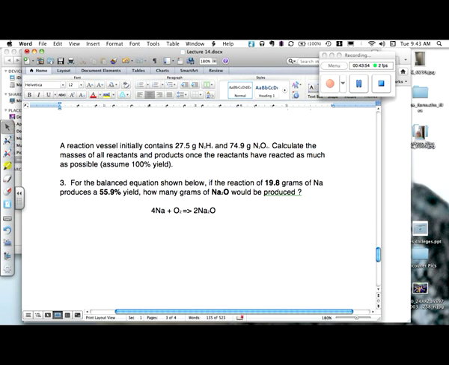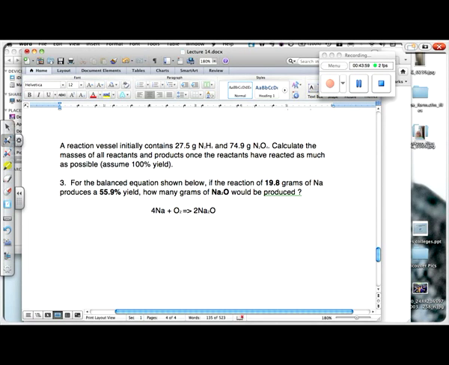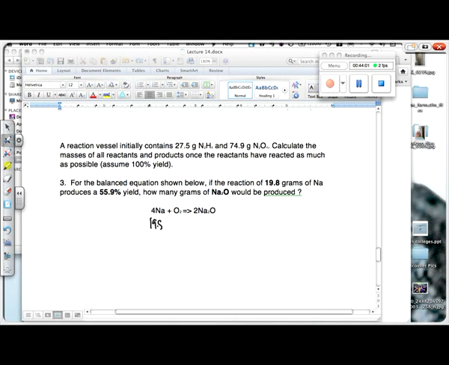All right. For the balanced equation shown below, if the reaction of 19.8 grams of sodium produces a 55.9% yield, going to save that to the end, how many grams of Na2O are produced? Now, what they are asking you here is not what the theoretical yield is. They are asking you for the actual yield, okay? But you're given the percentage, so we'll be able to figure that out. First thing you got to do is get the theoretical.